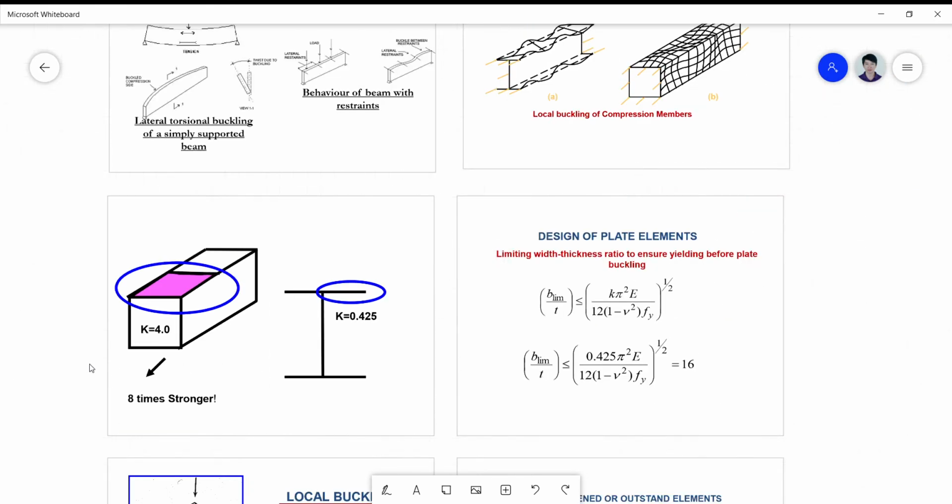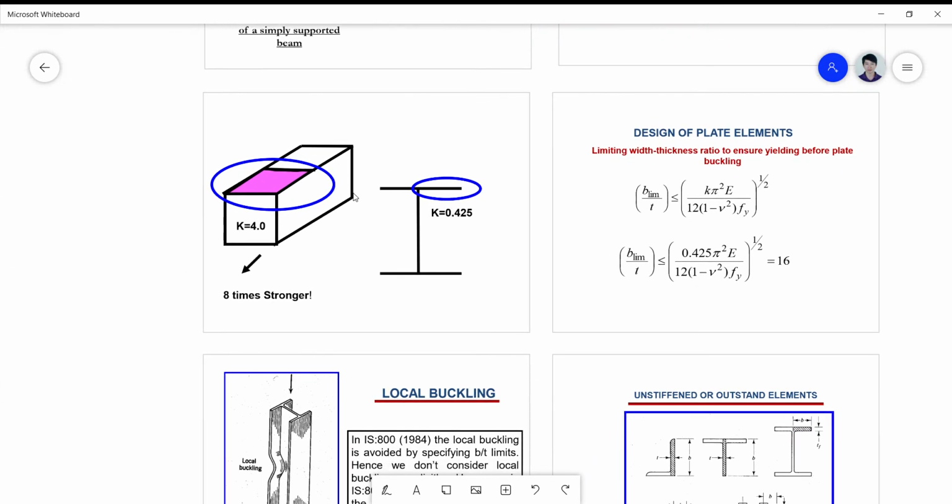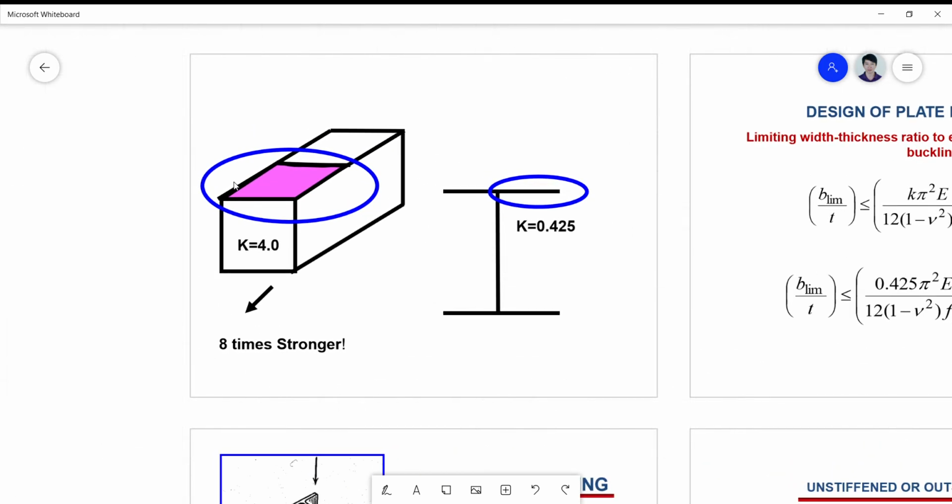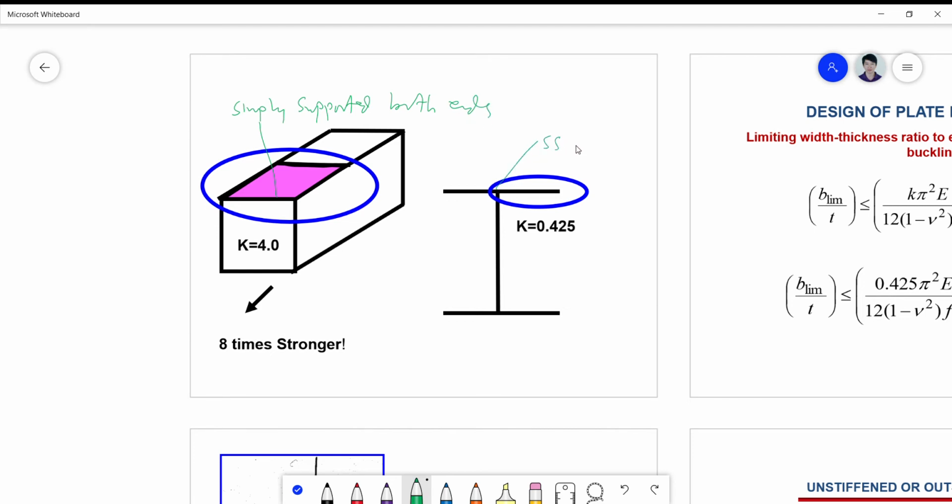And these are now the comparison between a wide flange and a rectangular box section wherein your K value for the overhanging flange is 0.425 and this is 4.0. I think this is for simply supported both ends, no? So box ito, ano? And this is simply supported free. Okay, yung K natin, yun ang nagbibigay nung width to thickness limit mo on the basis of end conditions. So, which means that this is 8 times as strong. If you divide this, it's more than 8 times as strong than this one in terms of buckling.